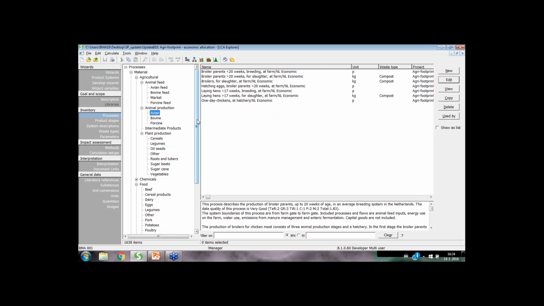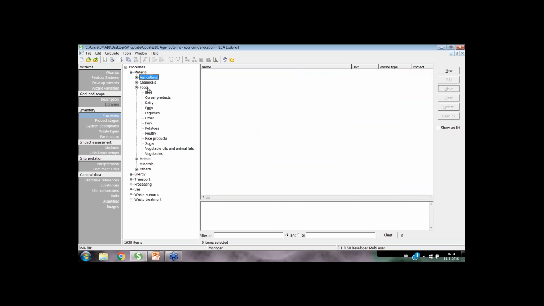Also, what is maybe important to highlight is that food has now moved to the main folder, or to the level one folder, and you can find it here. And again, there are different subcategories of food listed below there.